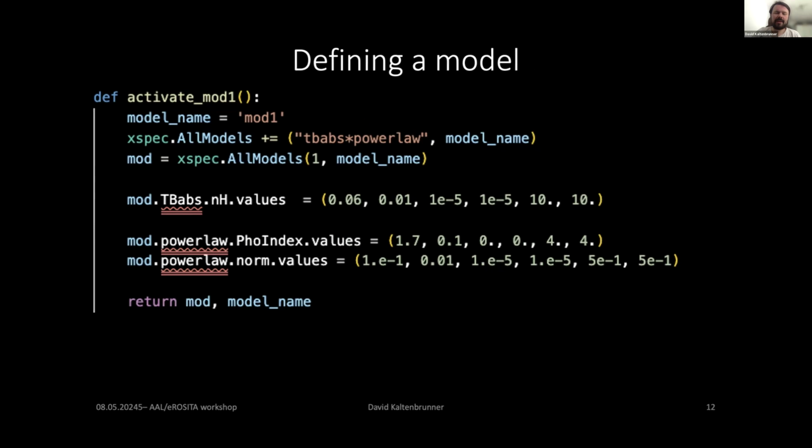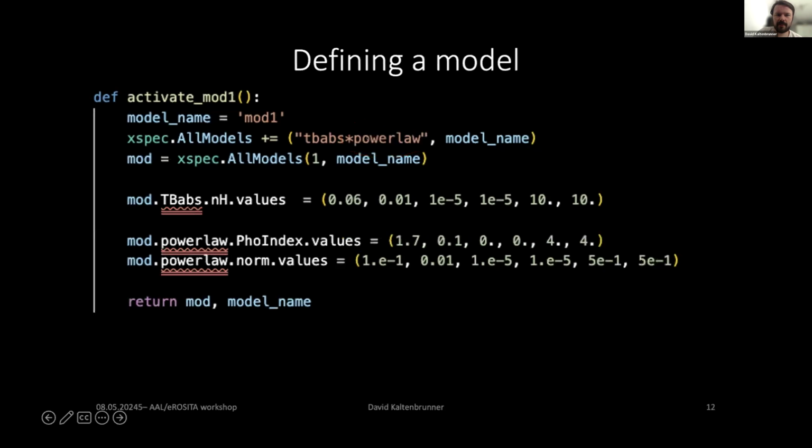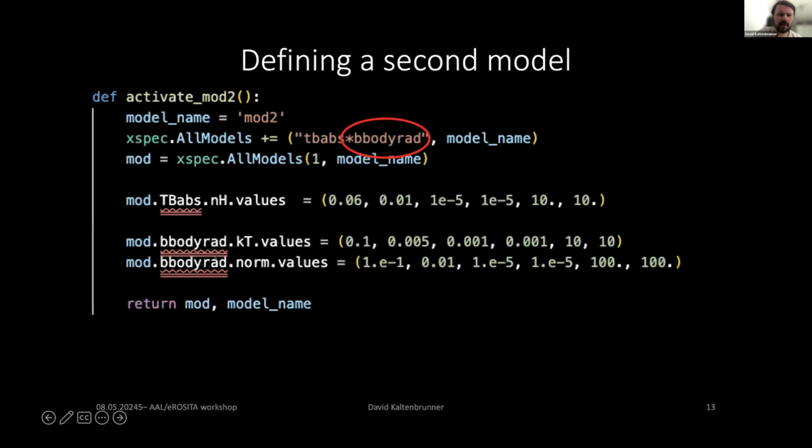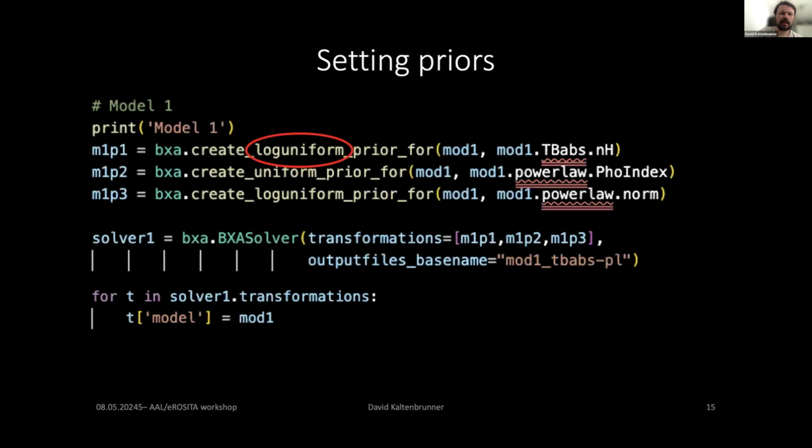I want to also show you how model comparison works, and for this purpose, we define a second model, in this case, an absorbed blackbody. The only thing that we change here is this here. And then, of course, we set different parameters. As soon as we did this, we can load the model and set the priors.